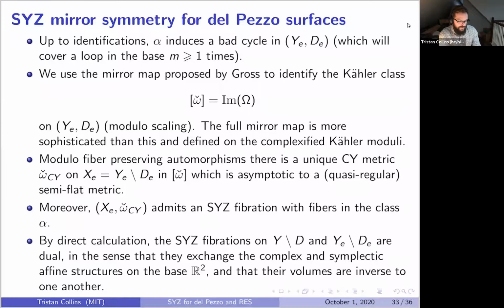Then you can check by direct calculation that the SYZ fibrations of your del Pezzo surface and this rational elliptic surface that you've obtained are dual, in the sense that they exchange the complex and symplectic affine structures on the base of the fibration, R². And modulo scaling, which I didn't say anything about, their volumes are inverse to each other. So if you scale everything properly, then the volumes of the fibers are inverted.